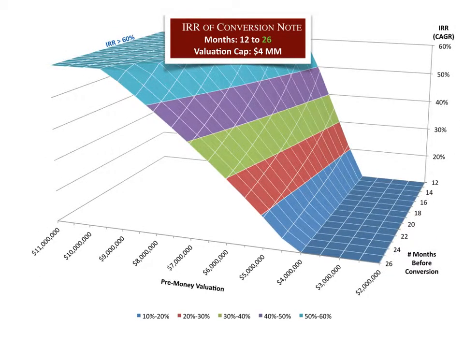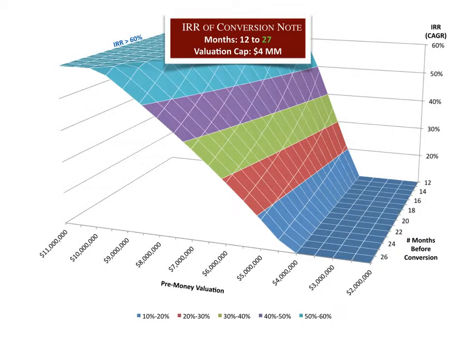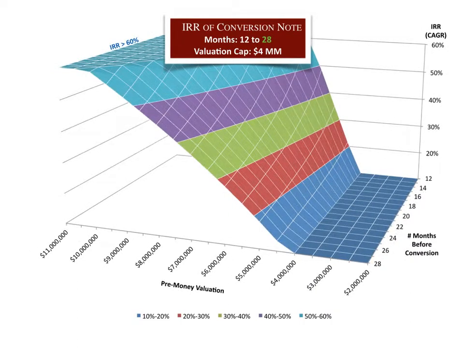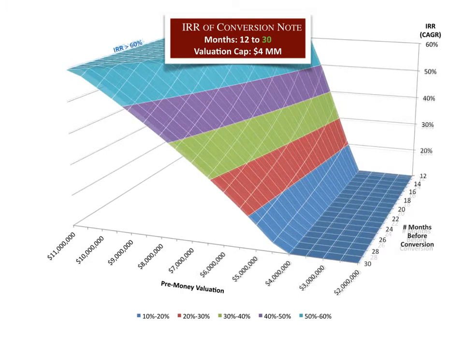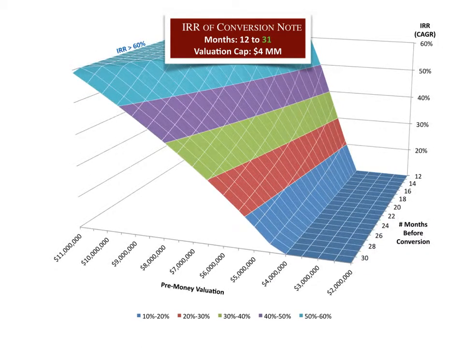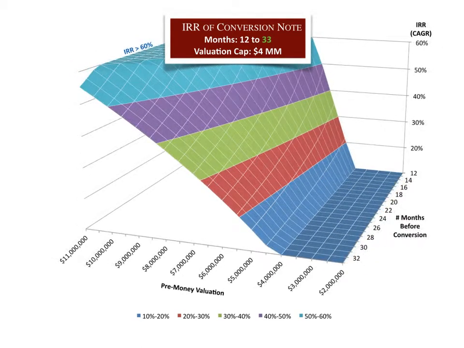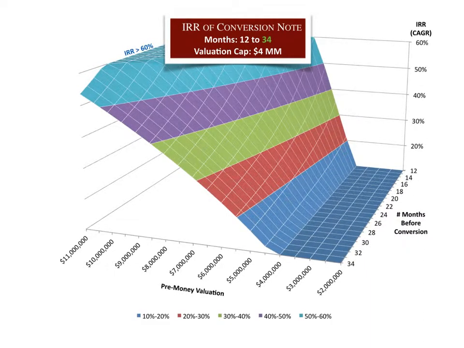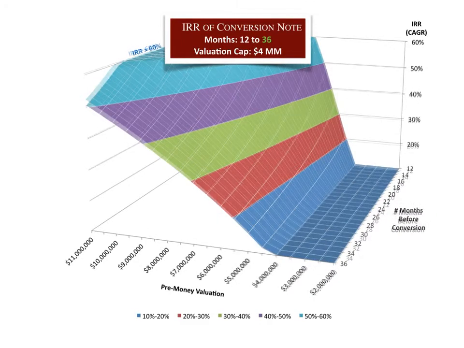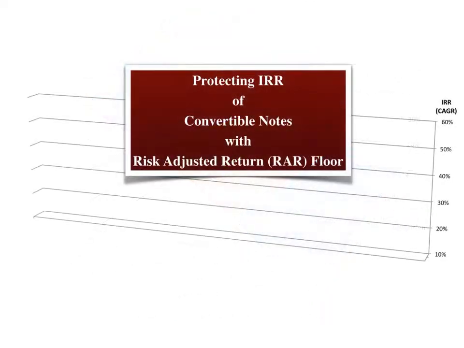If you look closely at the graph in the upper left end of the curve, you'll see that there is even a significant deterioration in the internal rate of return, even at the higher pre-money valuations in the later months. The next and final illustration introduces what I call a risk-adjusted return floor. Most convertible notes are investments in early-stage companies when the investor and founders cannot agree on valuation. They decide to kick the valuation can down the road to the next legitimate round of equity financing.